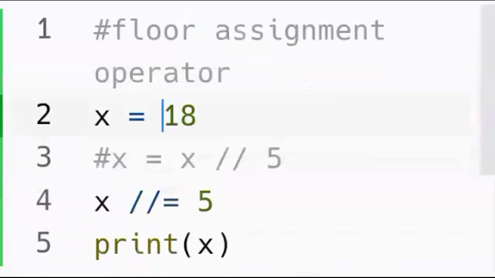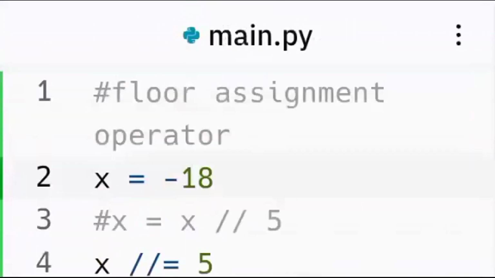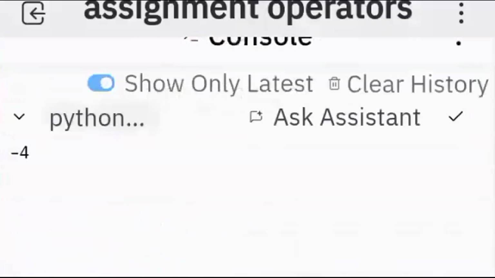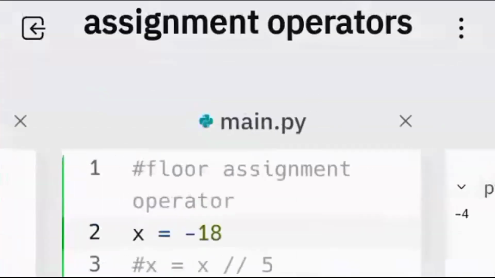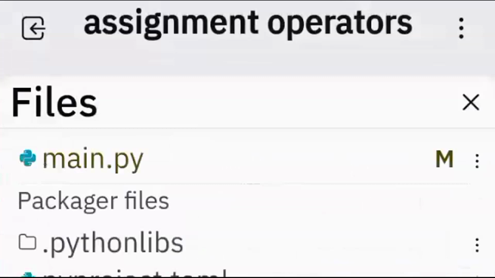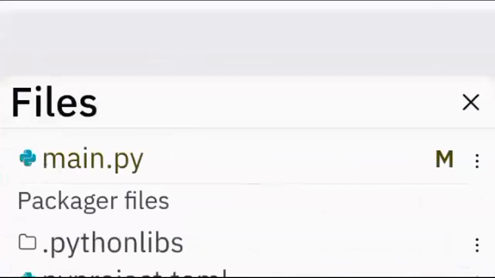Okay, minus 18. Minus 18 divided by 5. When you do that, how much are you getting? Minus 3.6. But as I said, 0.6 will be ignored. Instead of minus 3, had it been division, it would be minus 3.6. In the floor, it will be one digit less than minus 3, which is minus 4.